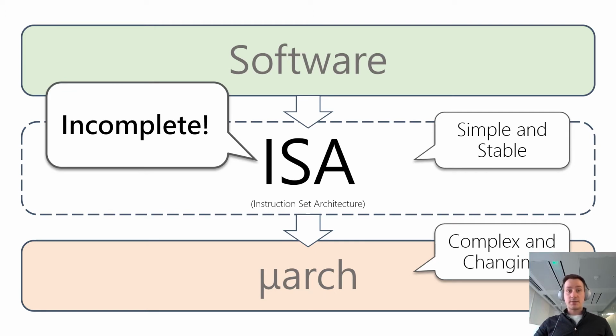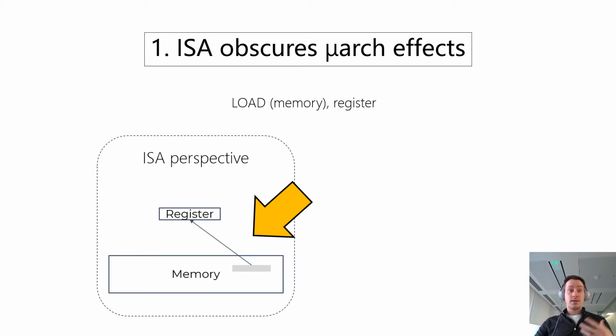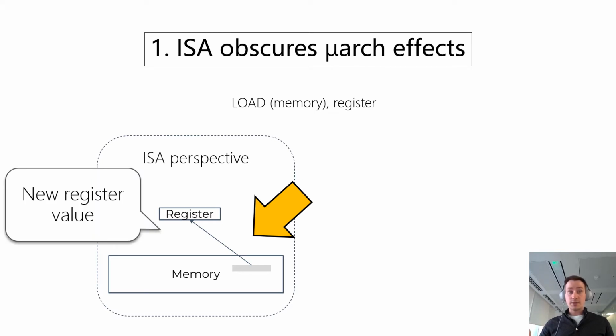With respect to speculative vulnerabilities, there are two issues specifically. First, ISA hides the microarchitectural effects. Say we have a load from memory, and the ISA perspective would be that we simply take a value from memory and put it into a register. So the effect of it would be a new register value.